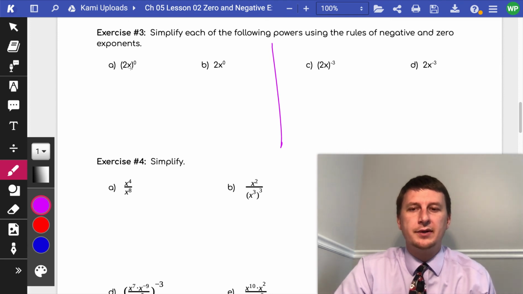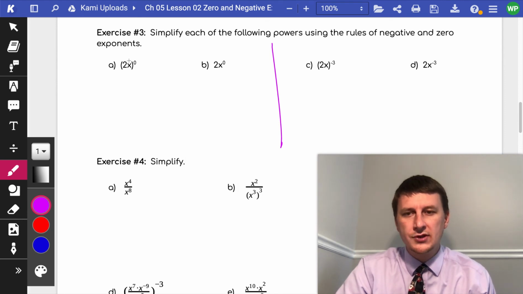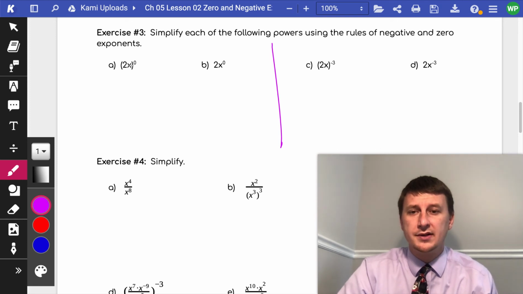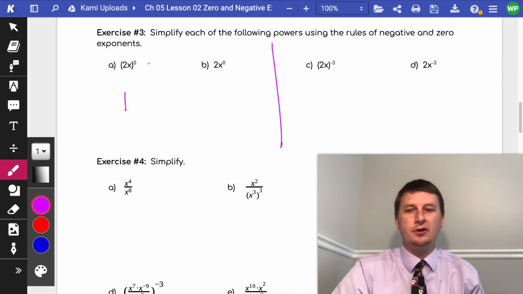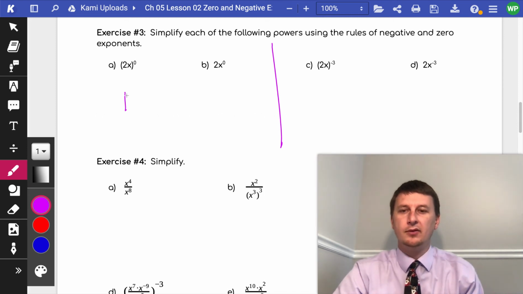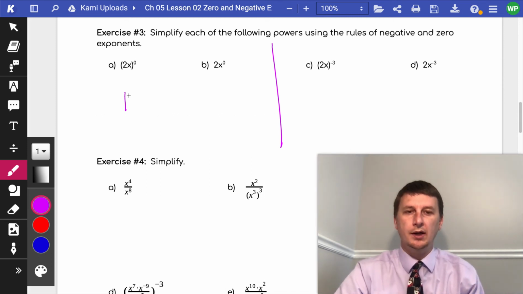Because in this first one, this entire base is 2x. So this entire expression is being raised to the power 0. So the solution here, or simplifying this, you're going to get 1, because this whole thing to the 0 power, well, anything to the 0 is going to be equal to 1.